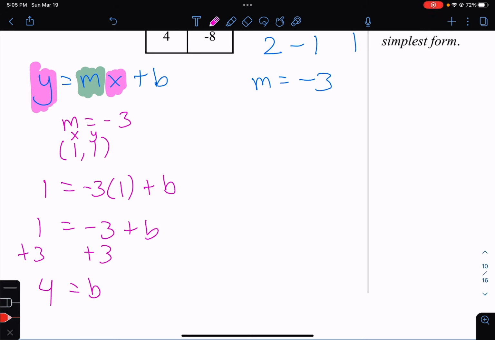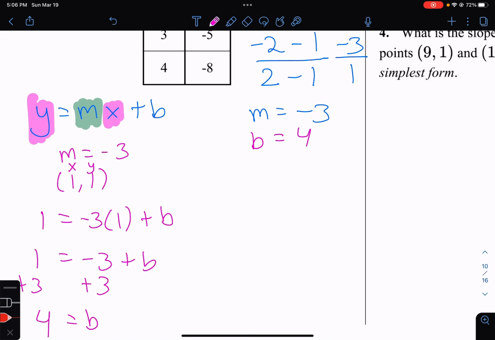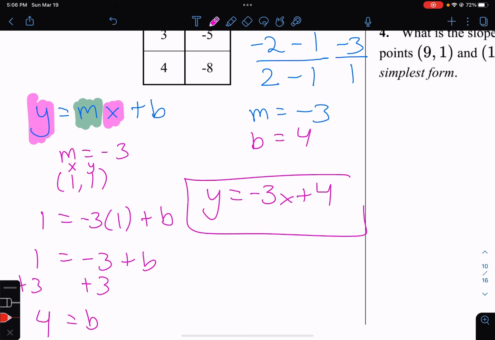So now I know what my y-intercept is. All right, we have that m is negative 3, and we have that b is 4. So at this point, we can go ahead and get our equation here. y equals m, which is negative 3, and then plus b, which is 4. So this would be our linear equation.